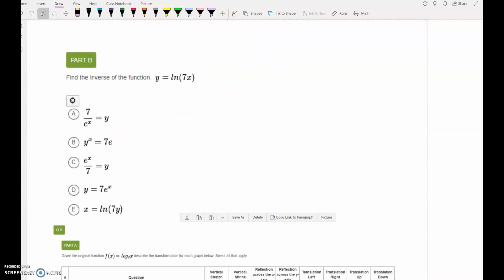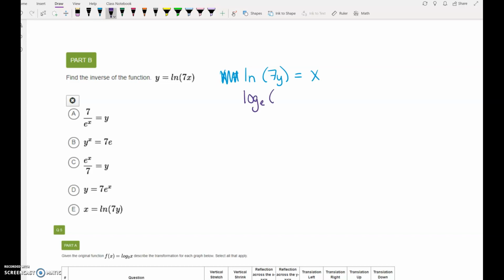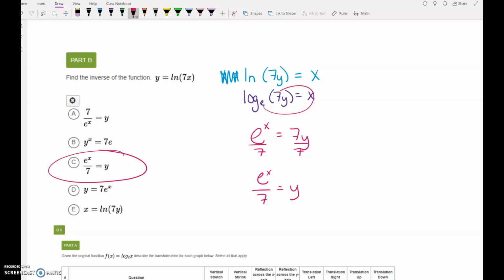Here's another, find the inverse. This time it involves ln. First step, switch the x and the y. And then I always write equals x over on the right side because it's just easier for me. The other thing that you need to remember is that ln means log base e. So now when I change forms, I have e to the x equals 7y. We need to get that y by itself. So we have e to the x divided by 7 equals y. So that 7 needs to be on the bottom. That would be that answer.